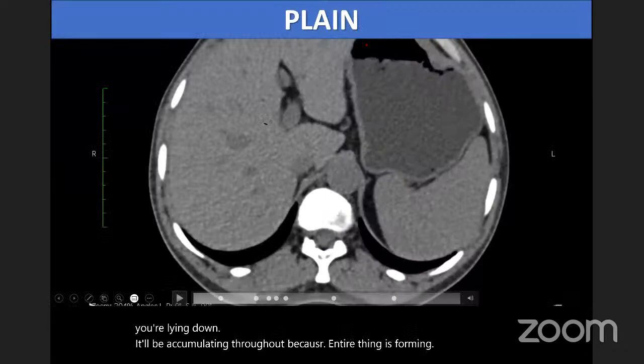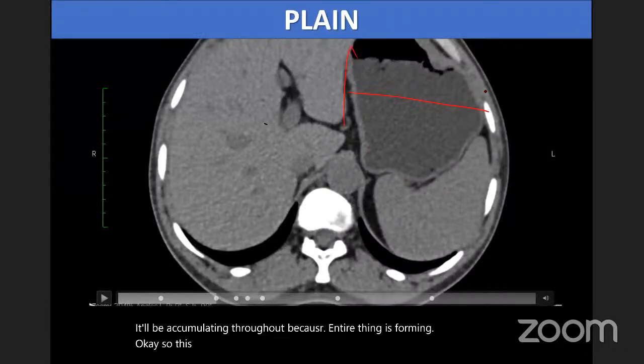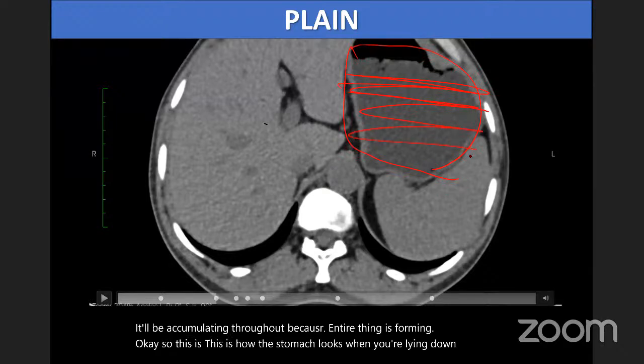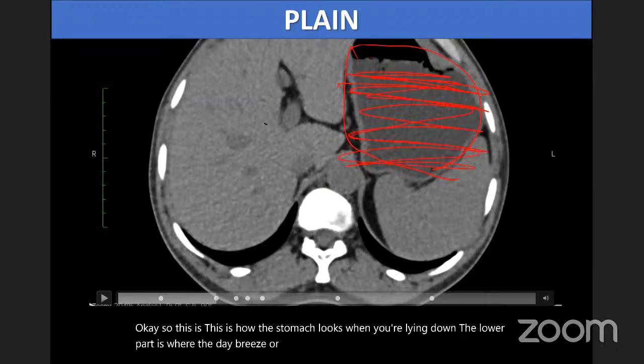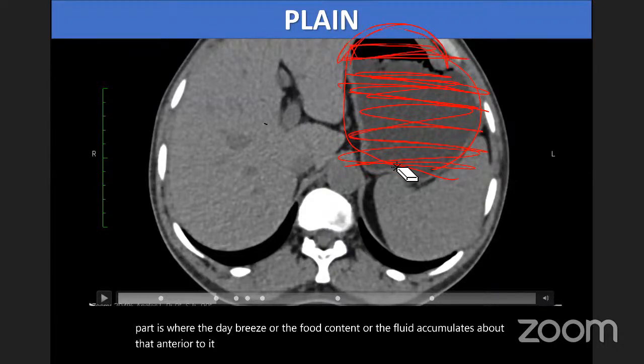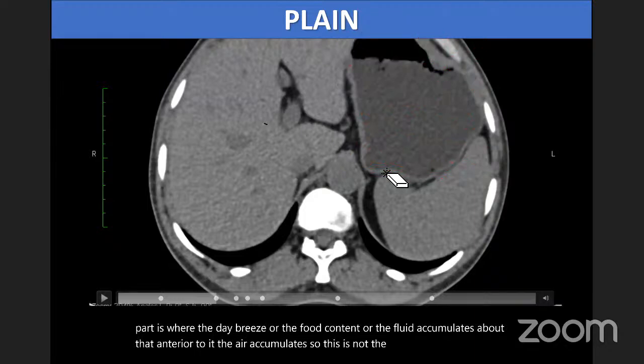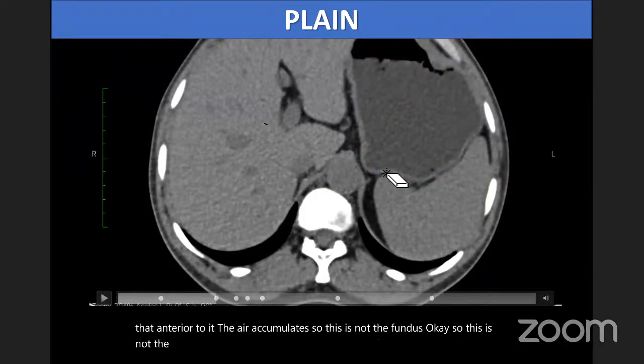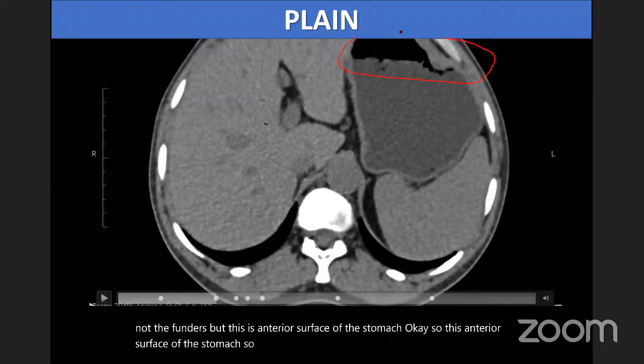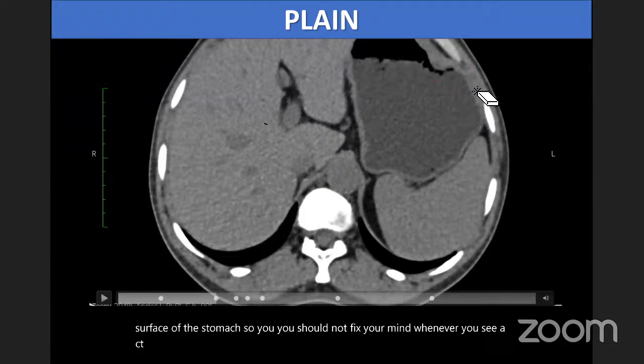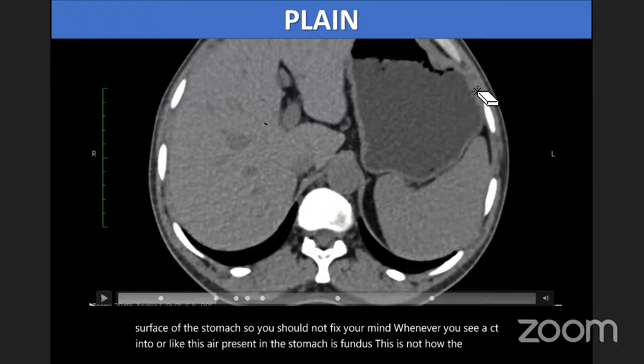So this is how the stomach looks when you are lying down. The lower part is where the debris, the food content or the fluid accumulates. Above that, anterior to it, the air accumulates. So this is not the fundus, but the anterior surface of the stomach. You should not fix your mind whenever you see air in the stomach on a CT that it is the fundus. In X-ray we say that because X-ray is only two dimensional.